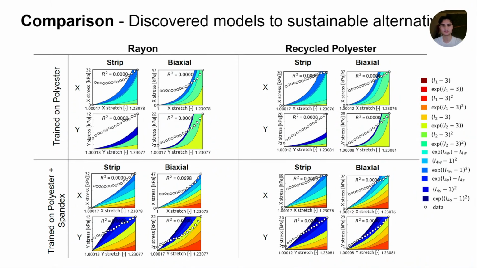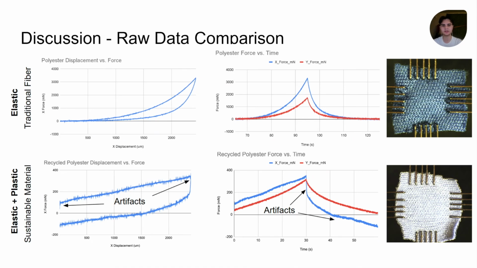Evaluating our discovered models against rayon and recycled polyester test data reveals poor predictive performance with very low goodness of fit across the board. This poor performance is likely due to plastic deformation during loading of the material samples. Although the samples were preconditioned with a 30% stretch, artifacts characteristic of plastic deformation appeared during data collection. These artifacts are highlighted in the bottom plots.